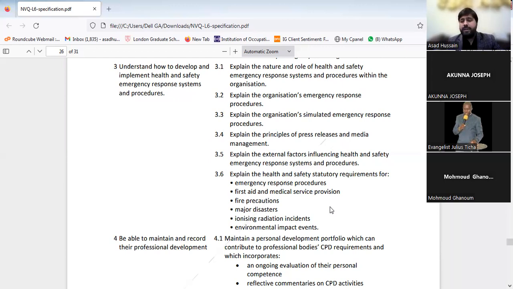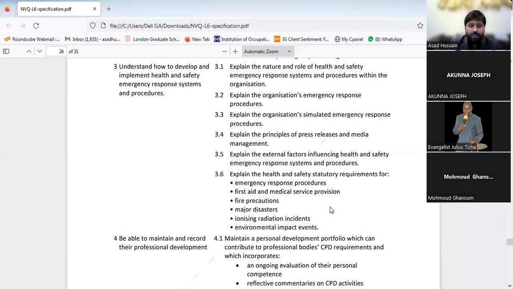And also, it is not enough to explain what they are. You have to explain why we implement them and what role they play in the organization. So you have to explain these 3 points here.